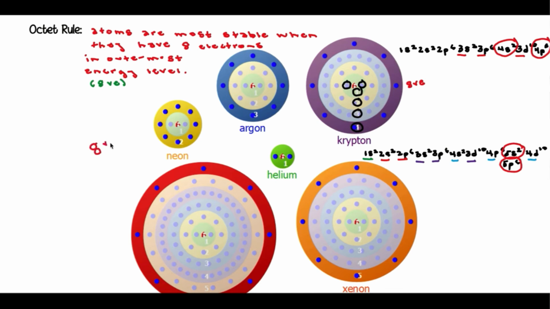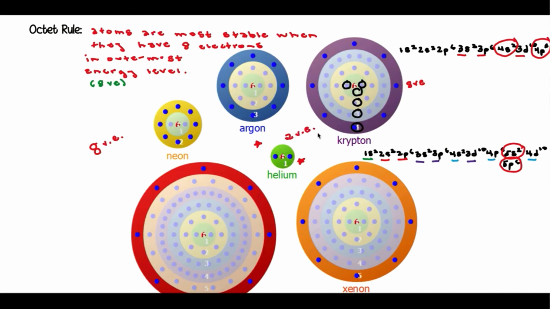And you might be saying, whoa, whoa, whoa. Actually, I see a diagram where there aren't 8 valence electrons. And you are right. Helium is always the odd man out. Because it only has that first energy level, which can only have 2 electrons, helium is actually stable with just 2 valence electrons.